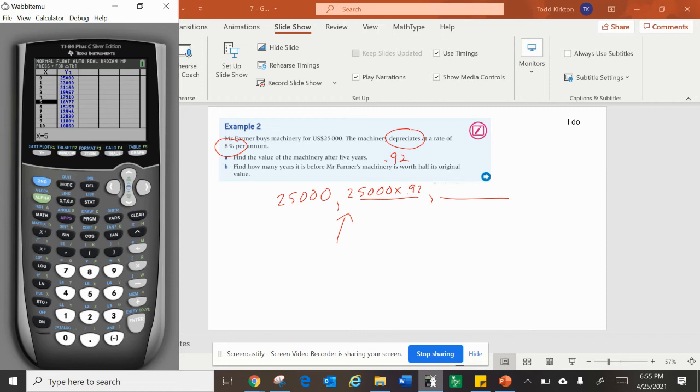How many years before it's worth half the original value? So in other words, we're looking for when is it worth 12,500? After 8 years is 12,800. So somewhere after 8 years, between 8 and 9 years, it would reach that value.